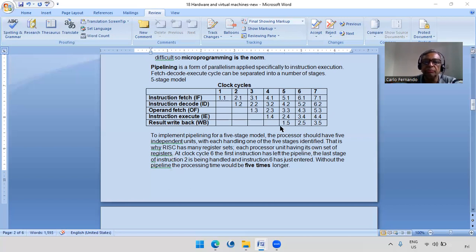At clock cycle 6, the first instruction has left the pipeline. 1.5 is finished. The last stage of instruction 2 is being handled, 2.5 is being handled in 6. And instruction 6 has just entered. Without the pipeline, the processing time would be 5 times longer.